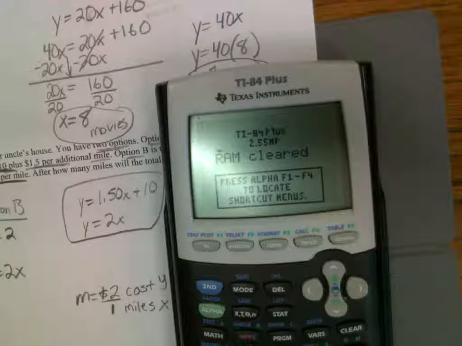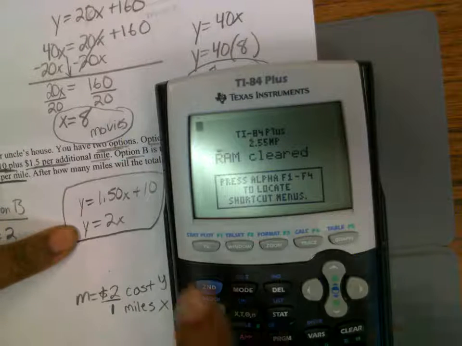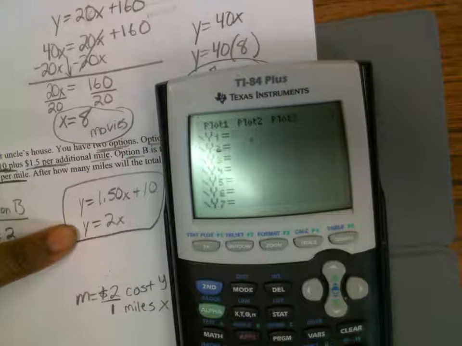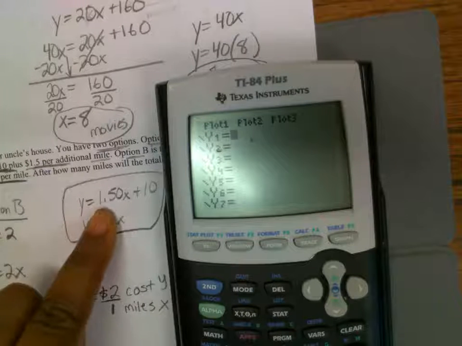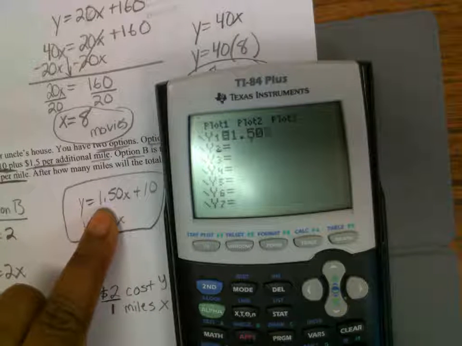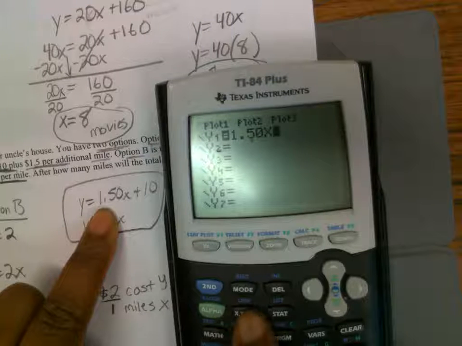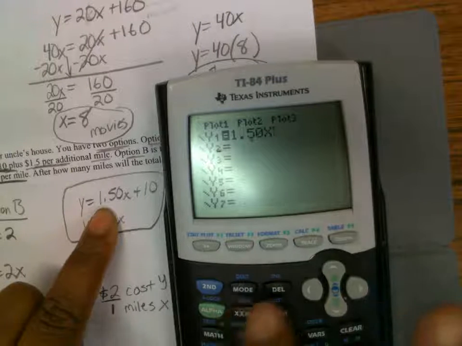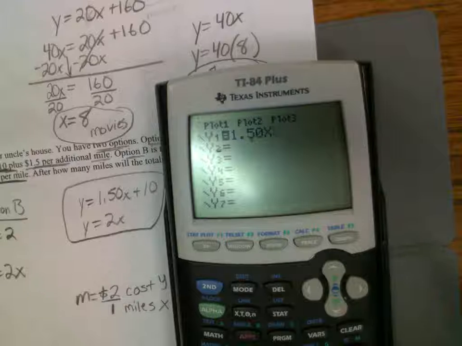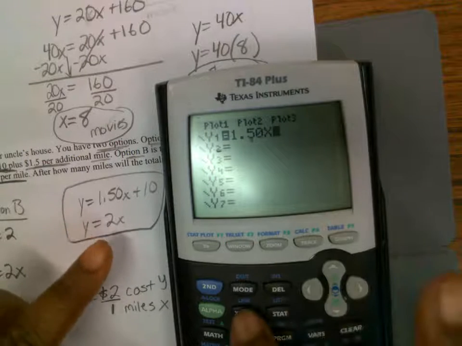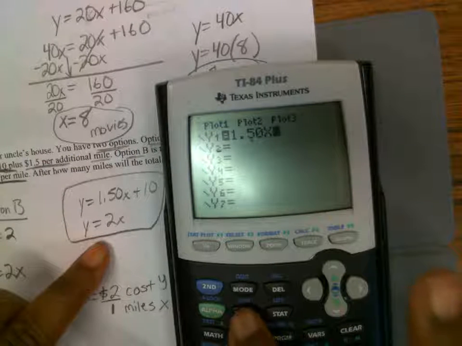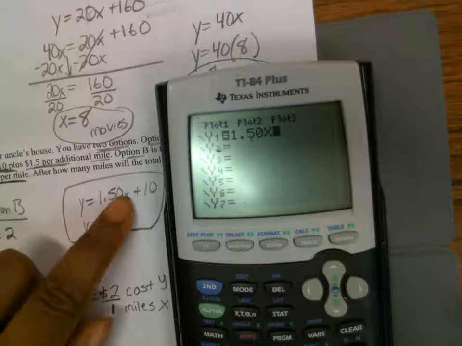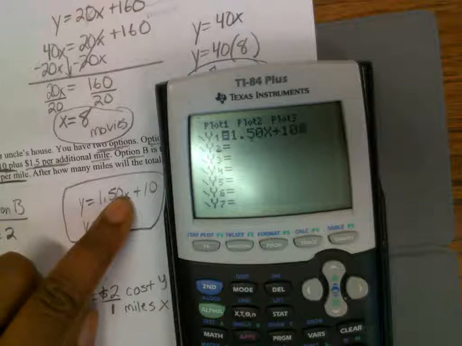To type these equations in, I go to y equals. I'm going to type in $1.50. X is right beside the green alpha button. It's green on that one too. So the green alpha button, beside it is where the X is, plus 10.